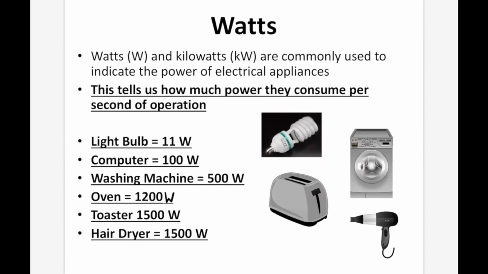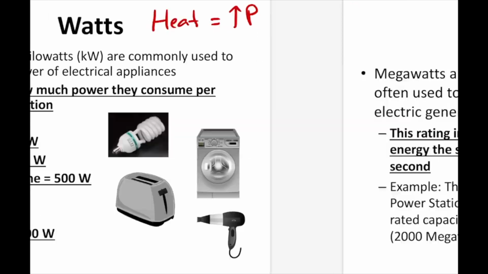Watts and kilowatts are commonly used to indicate the power of electrical appliances. This tells us how much power they consume per second of operation. So for instance, a light bulb is 11 watts. It's going to use 11 joules of energy per second of use. A hairdryer, on the other hand, is going to use 1500 watts. So 1500 joules per second. So a significant increase. One thing you might notice as we go through this chart is that when we use heat, it equals an increase in power usage, in energy use per time. So the more heat, the more energy is needed per second of use.